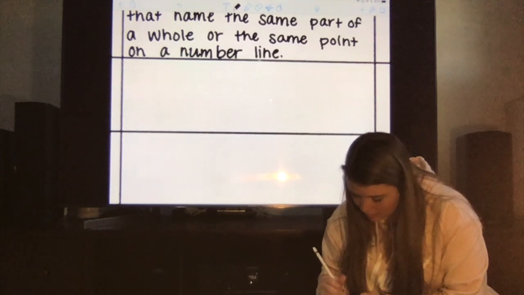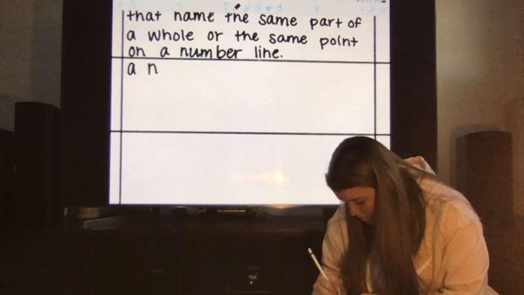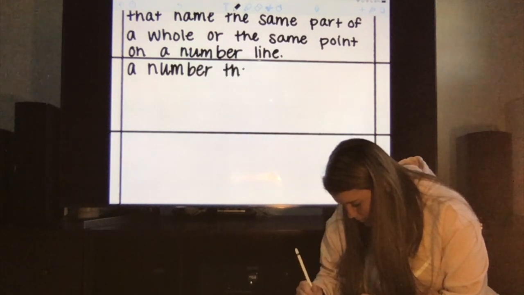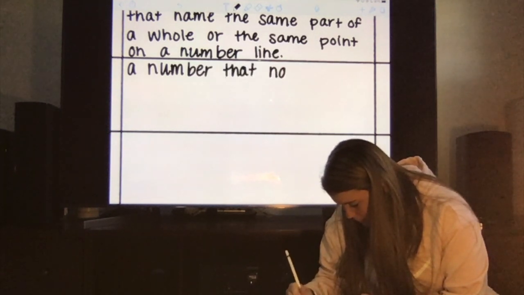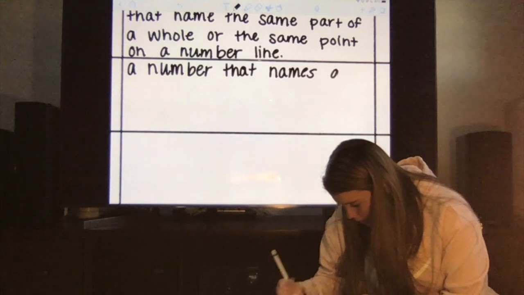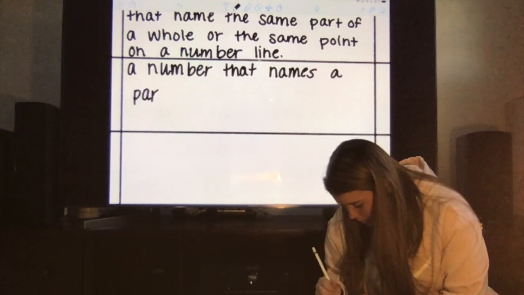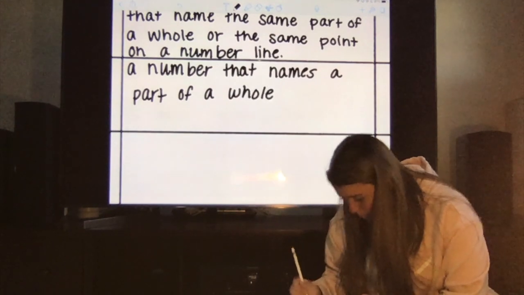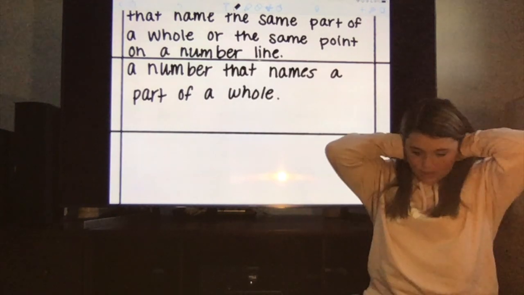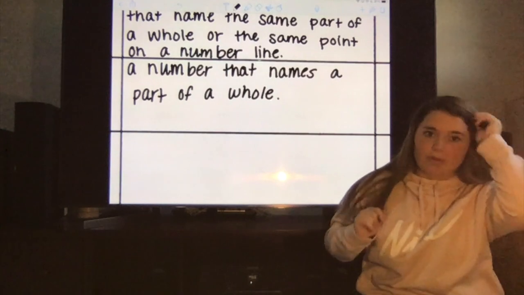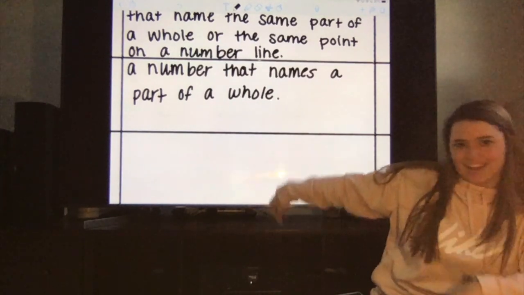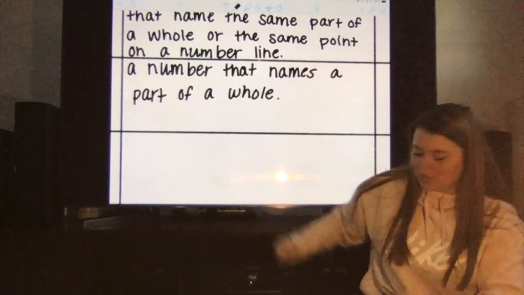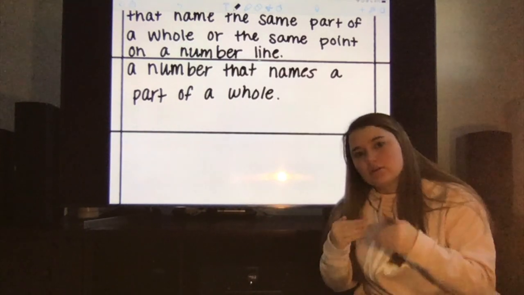So it is a number that names a part of a whole. Alright, so pause that and write it down. Okay. I think I'm being really cool by posing when you pause, so make sure you do that.